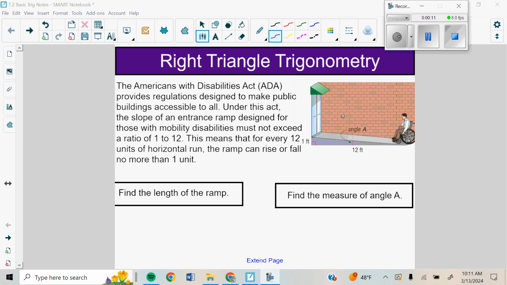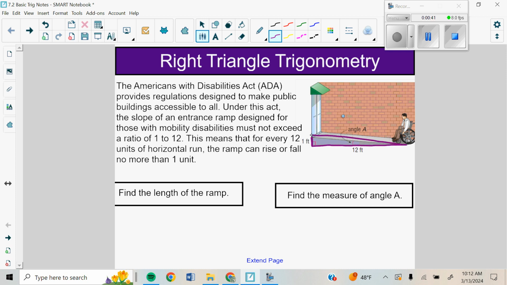It says the Americans with Disabilities Act provides regulations designed to make public buildings accessible to all. Under this act, the slope of an entrance ramp designed for those with mobility disorders must not exceed a ratio of 1 to 12. So this means that for every 12 units of horizontal run, the ramp can rise or fall no more than 1 unit. And so we see that here in this picture. You're only going to go 1 here for every 12 feet this way.